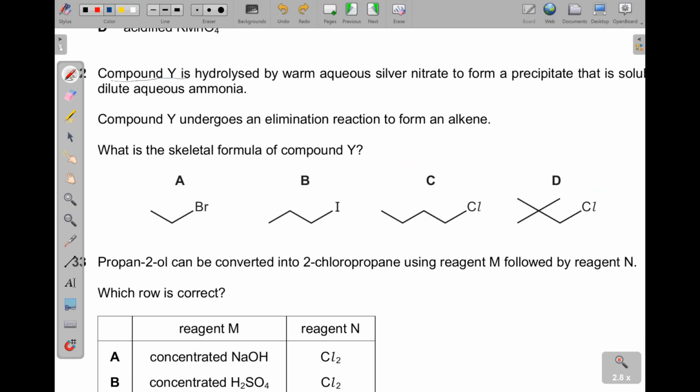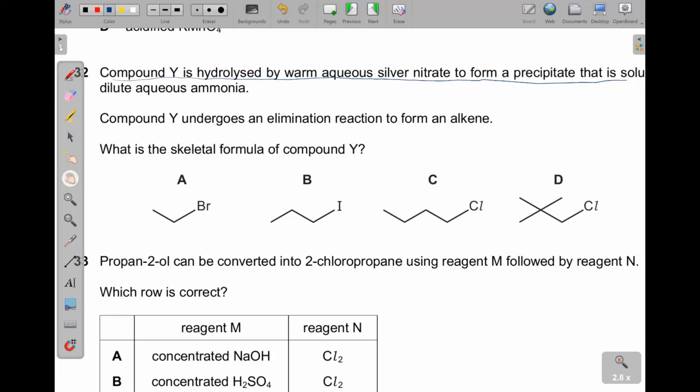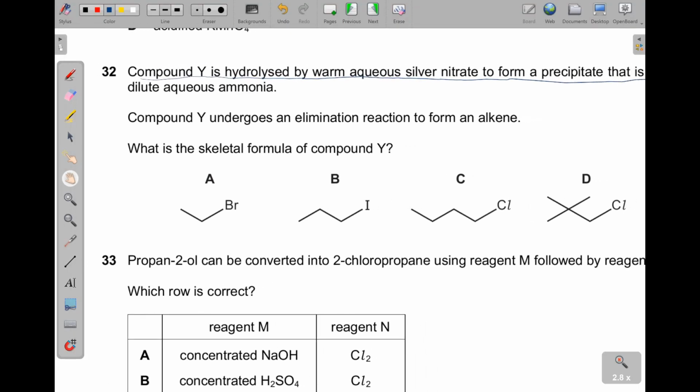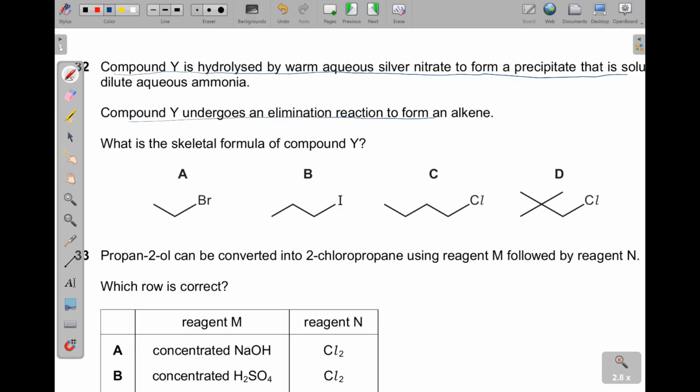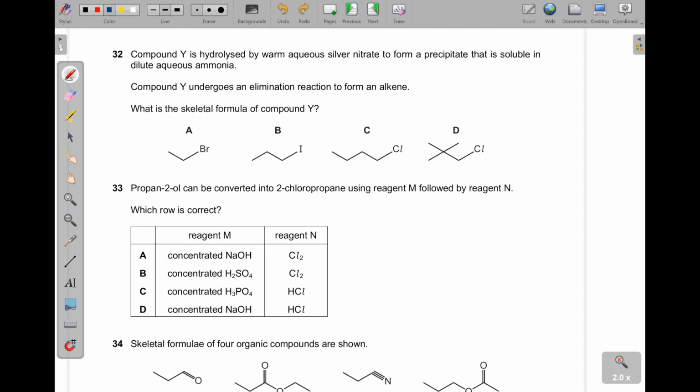Question 32. Compound Y is hydrolyzed by warm aqueous silver nitrate to form a precipitate that is soluble in dilute aqueous ammonia. Compound Y undergoes an elimination reaction to form an alkene. Okay, what is the skeletal formula of compound Y? Now, when we put these compounds in aqueous silver nitrate, let me reduce this a bit. We are going to weaken this bond here, and all of these halides are going to be released in the solution. So you are going to get the halides in here in solution.